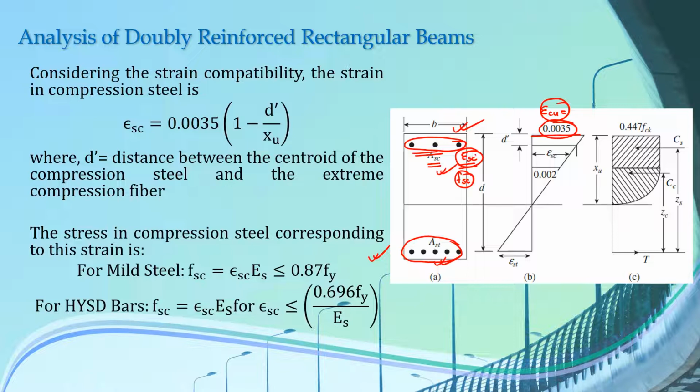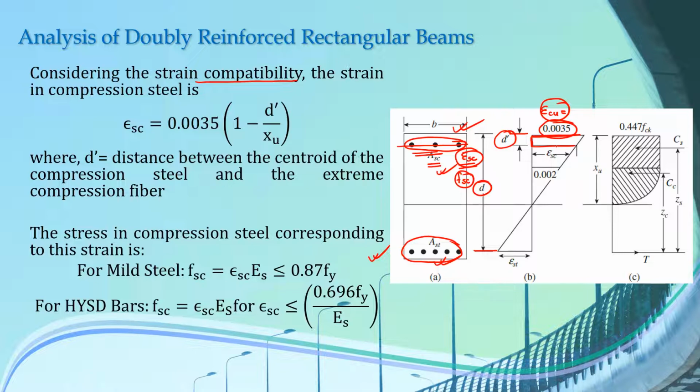So how do we determine the strain in our compression reinforcement? We do that by using the concept of strain compatibility. You can see the strain diagram here, and this d dash represents the distance of the centroid of this compression reinforcement from the extreme compression fiber. So d is our effective depth, which is the distance from the extreme compression fiber to the centroid of tensile reinforcement, but d dash represents the distance of the centroid of compression reinforcement from the extreme compression fiber. That means this distance here.